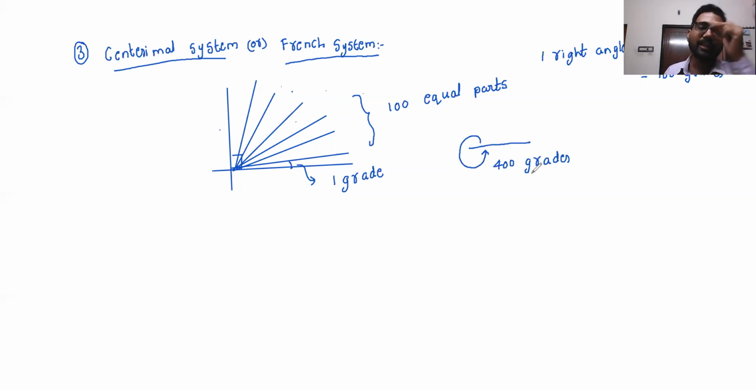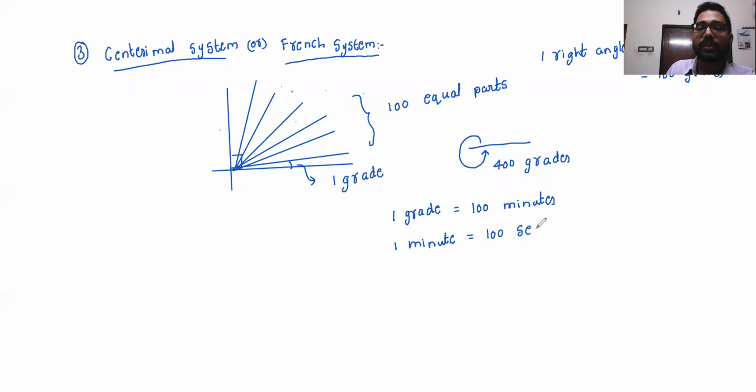So one grade will be slightly smaller than 1 degree, because here we are dividing into more parts. One right angle is divided into 90 parts there, and here into 100 parts, so each part will be slightly smaller. One grade is further divided into 100 equal parts. So one grade is equal to 100 minutes, the symbol is the same dash, and 1 minute is equal to 100 seconds.